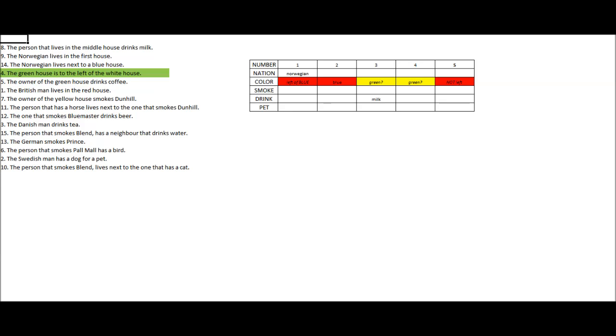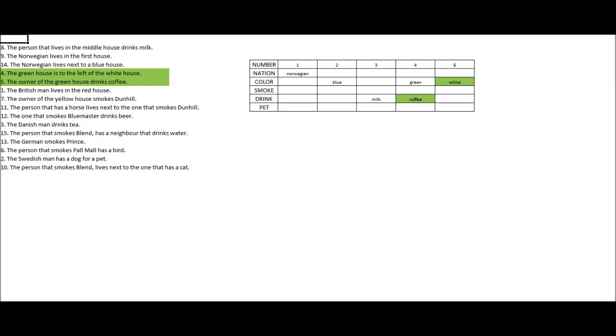Slot 2 cannot be green because it's blue already, and slot 5 cannot be green because there's no slot 6, so white house has to be to the right. So that means it's either slot 3 or 4, and we're going to make a note of that and go on to the next. And this says the owner of the greenhouse drinks coffee, so it can't be slot 3 because they drink milk, so it is slot 4.